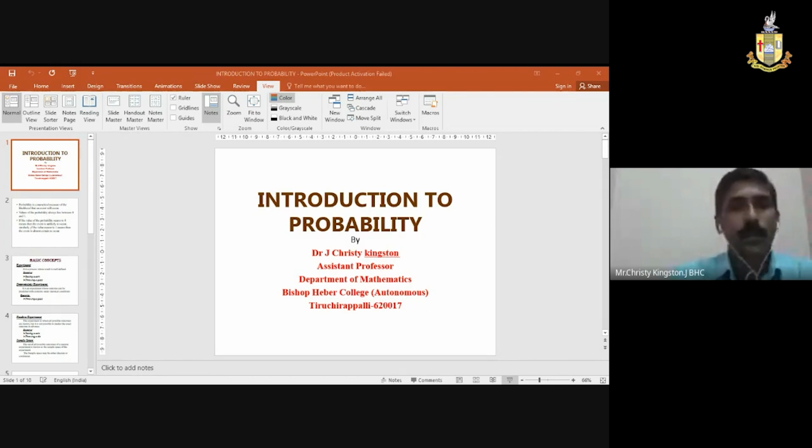Next one, the event. Any subset E of the sample space is known as an event. What is an event? Suppose I am taking a subset from the sample space, then it is known as an event. It is also defined as a set consisting of possible outcomes of the experiment. There are many events. Here we are going to discuss two events. The first one is the mutually exclusive event. The second one is the independent event.